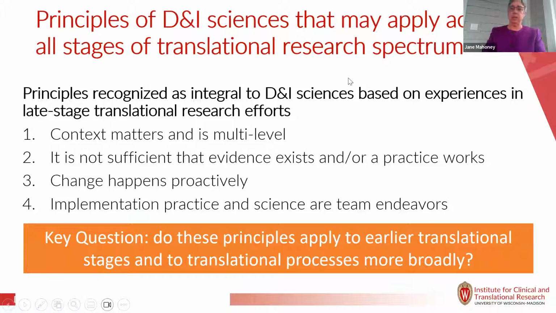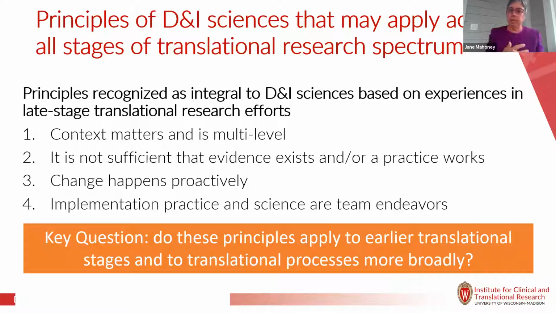What we were trying to conceptualize in our D&I National Working Group is in what way, if at all, D&I sciences can apply across all stages of the translational research spectrum. And we conceptualize that there are four underlying principles that are integral to D&I sciences that we have seen in late stage translational research, which is where we're really looking at the clinical translation and translation into community, but could also apply to earlier stages. So the first is that context matters and is multi-level. So we really have to understand the context in which we're trying to move interventions or move research into practice.